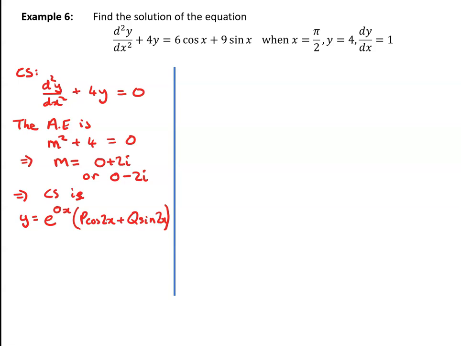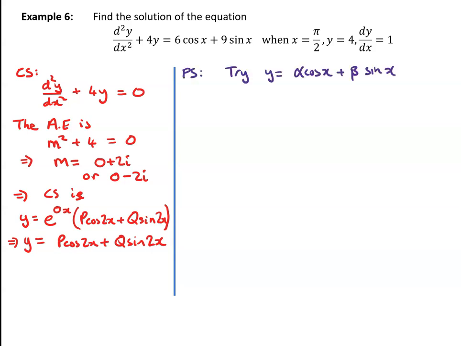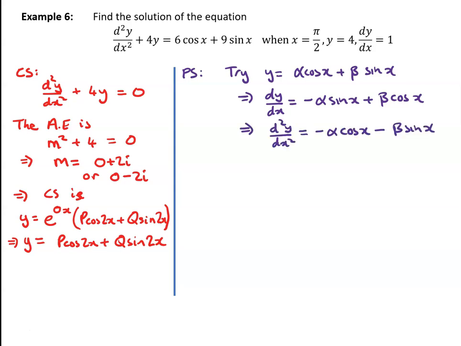So the complementary solution is y equals e to the nothing times x times p cos 2x plus q sin 2x. In other words, we've got a complementary solution of p cos 2x plus q sin 2x, because e to the nothing is just 1. For the particular solution, it would seem sensible to try y equals alpha cos x plus beta sin x, in which case dy by dx is minus alpha sin x plus beta cos x, d2y dx squared is minus alpha cos x minus beta sin x.